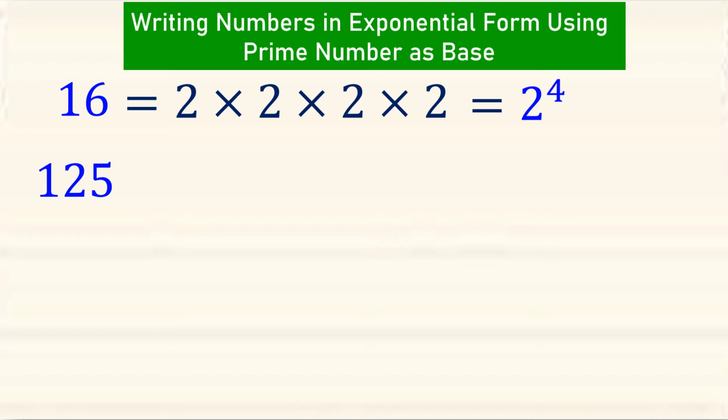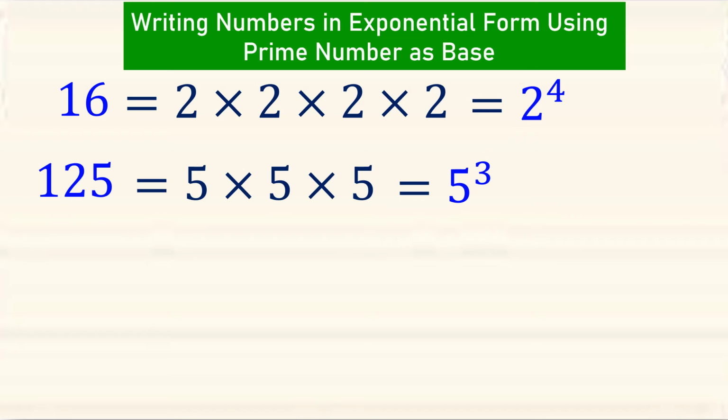Now, 125. So think of a prime number that, when you multiply it many times, will become 125. So, using the factor tree, we get 5 times 5 times 5. So it is written as 5 to the third. And 5 to the third is equal to 125.